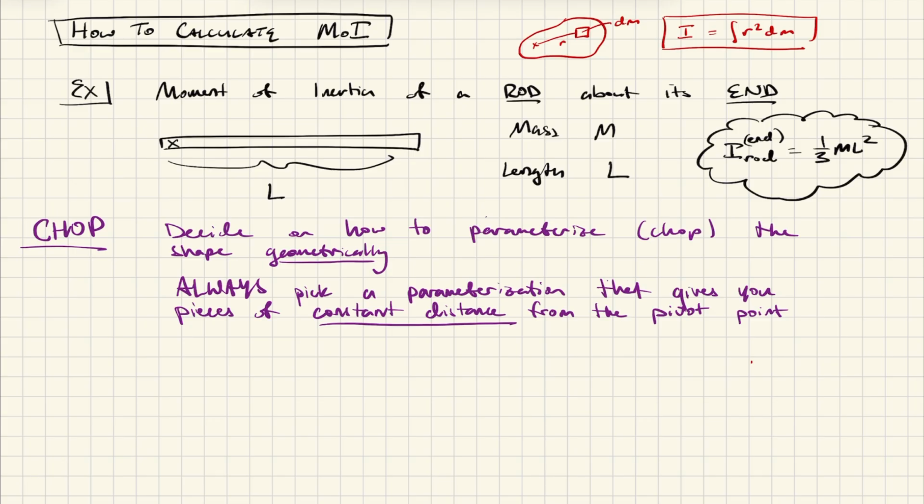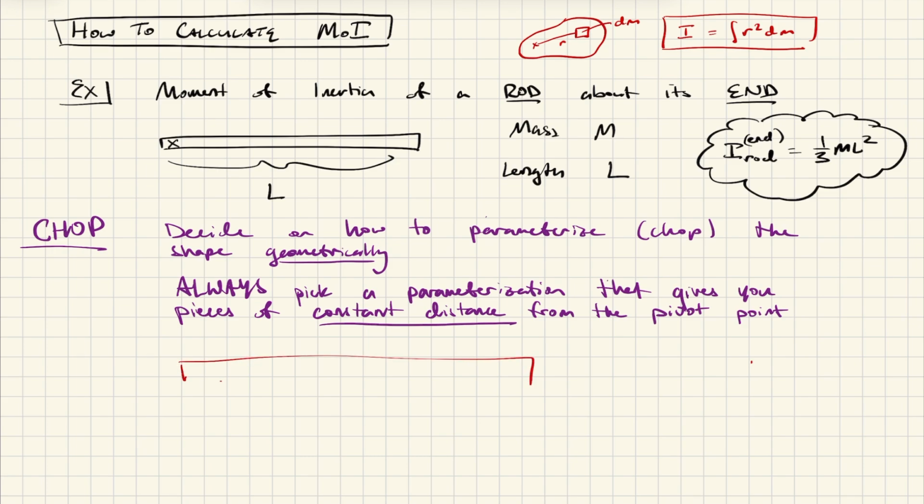So what we need to do is figure out how to parameterize or chop up the shape geometrically. In other words, what's the most useful coordinate to break up our shape into so that we can actually do an integral over a distance rather than whatever dm means, right? And so the advice I have for you here is to always pick a parameterization that gives you pieces of constant distance from the pivot point. For a one-dimensional shape, this isn't too bad.